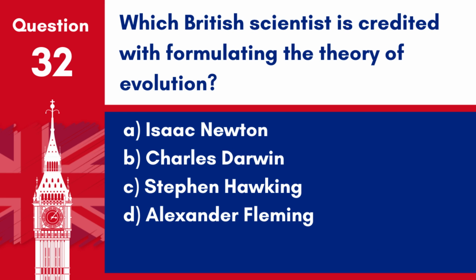highest levels. Question 32. Which British scientist is credited with formulating the theory of evolution? A. Isaac Newton. B. Charles Darwin. C. Stephen Hawking. D. Alexander Fleming. Answer. B. Charles Darwin. Charles Darwin is renowned for his theory of evolution through natural selection, which he published in 1859 in On the Origin of Species.